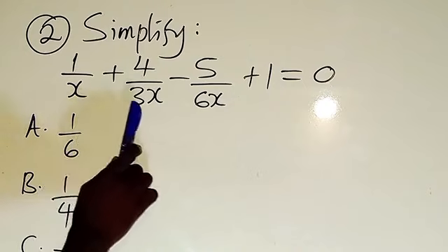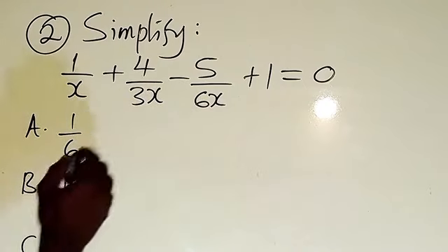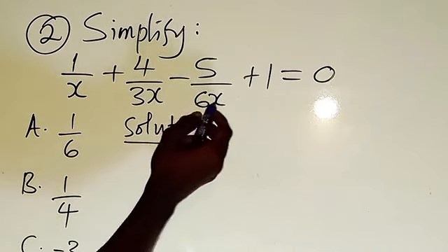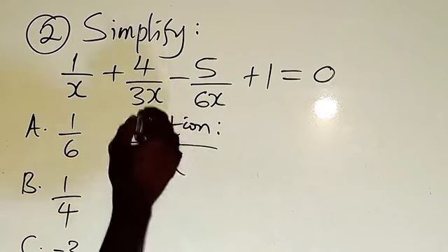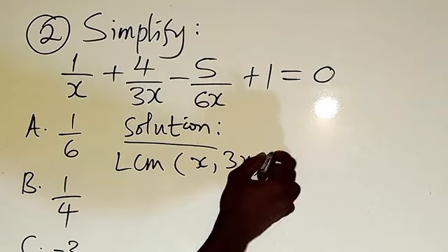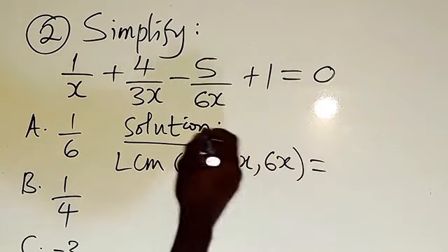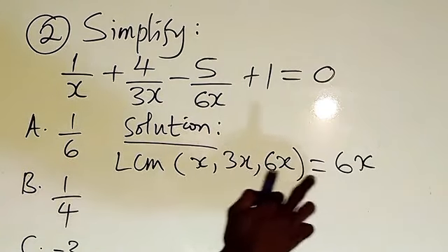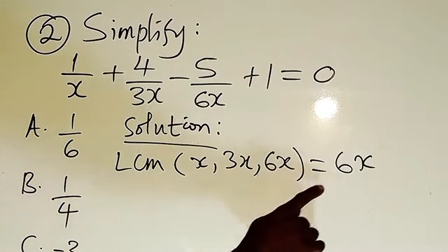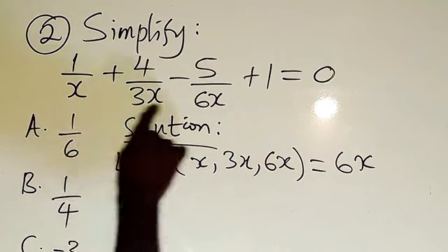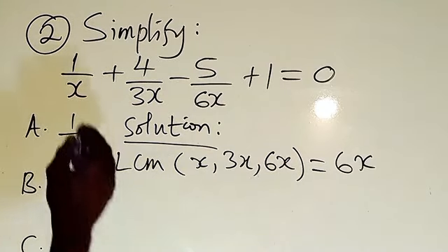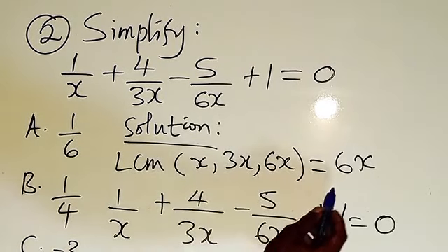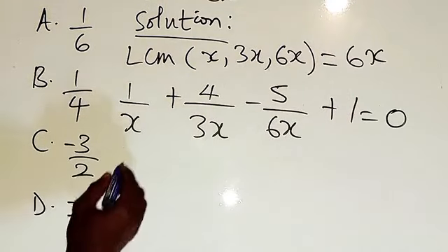So we're going to look at x, 3x, and 6x. So we take the LCM. The LCM of x, 3x, and 6x is what? The LCM of x, 3x, and 6x is equal to 6x. So now since the LCM is 6x, what we need to do is multiply this LCM through all these terms. Let me bring down the equation. Alright, so I'm going to multiply this 6x by each of the terms.